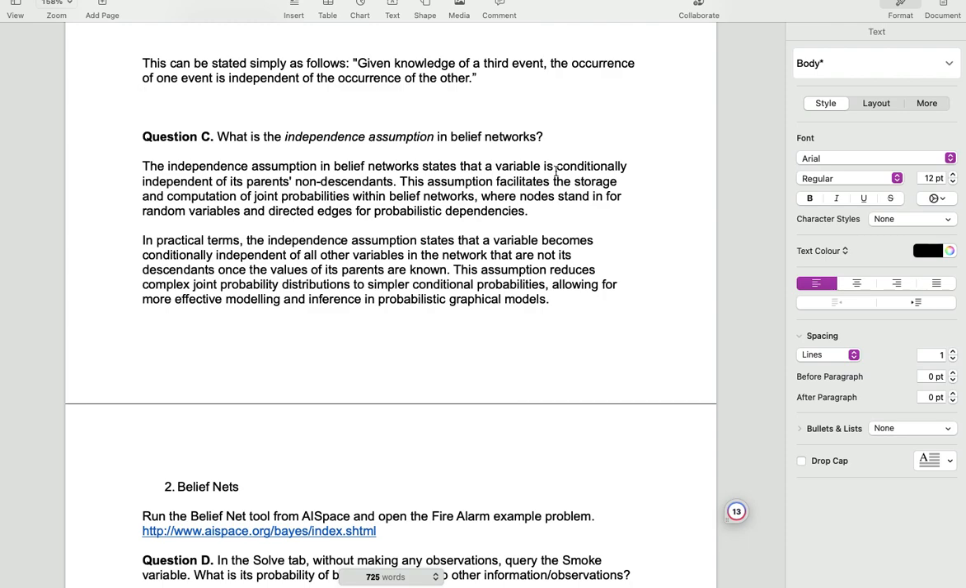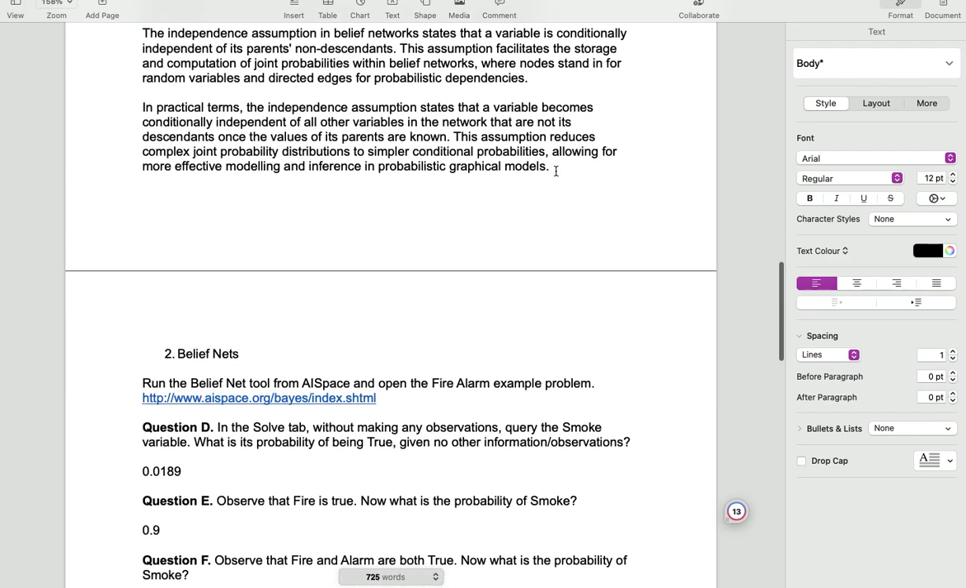Now, in practical terms, the independence assumption states that a variable becomes conditionally independent of all other variables in the network that are not its descendants once the values of its parents are known. Again, this assumption reduces the complex joint probability distributions to simpler conditional probabilities, allowing for more effective modeling and inference in probabilistic graphical models.